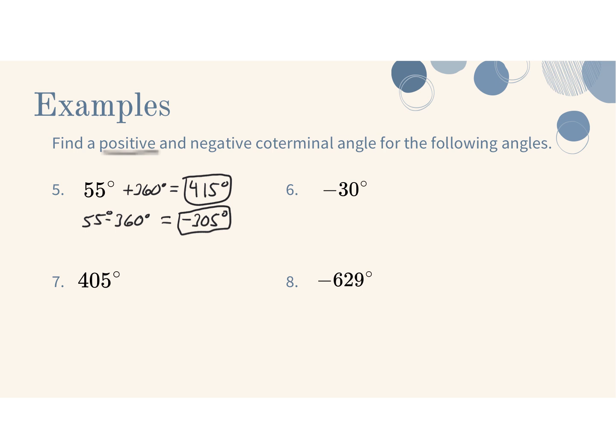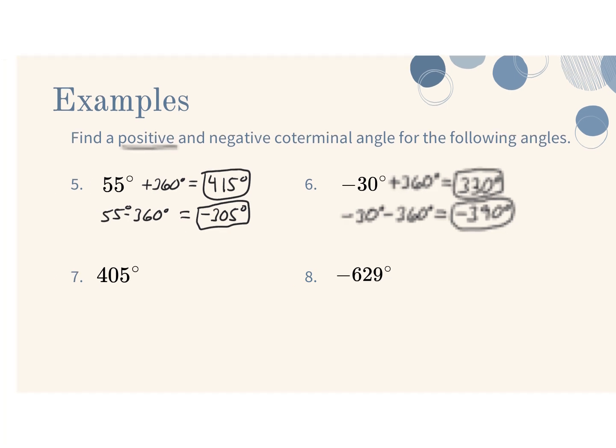Number 6, we have a negative angle right now. To find a positive, let's try adding 360 degrees. If you do negative 30 plus 360 degrees, you end up with a positive 330 degrees. So that is our positive coterminal angle. Let's do the exact same thing in the other direction. Let's do negative 30 minus 360 degrees. This just means that we're going to have a negative 390 degree angle, and that is our negative coterminal angle.